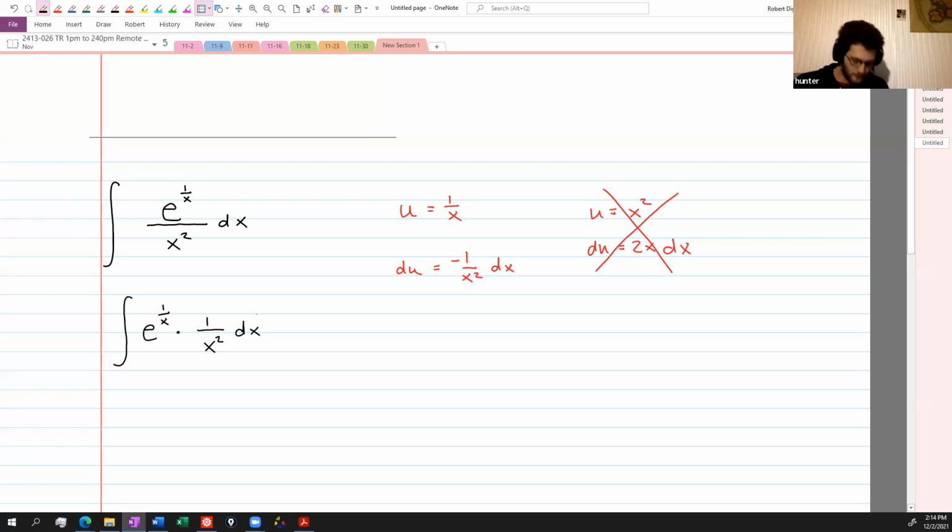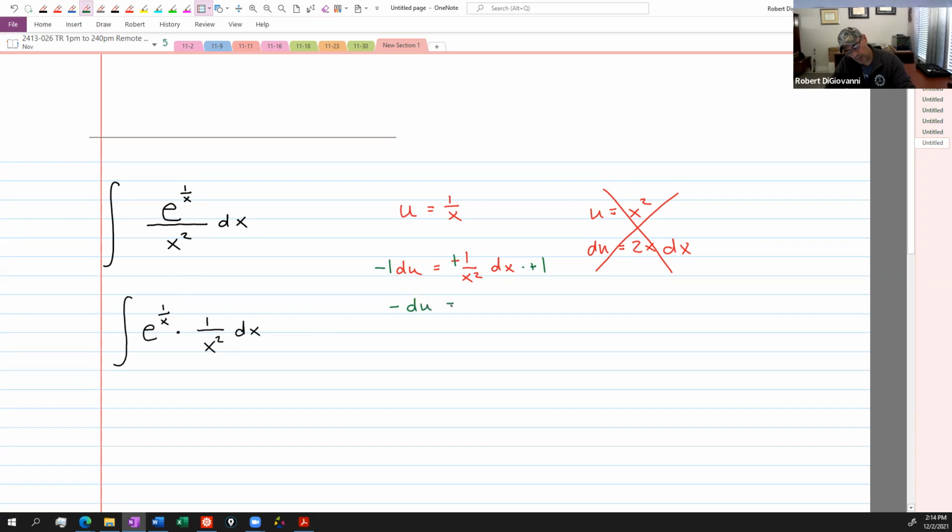If I pull that fraction apart, put the e to the 1 over x out front and write that x squared on the bottom like this, then this looks like this, doesn't it? Except for the negative. That's okay. I'll multiply both sides by negative 1. That'll kill off the negative. So that means negative du equals 1 over x squared dx. And now it matches. This matches with this. And 1 over x is the u.